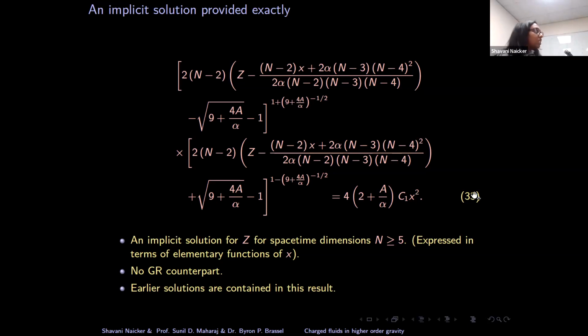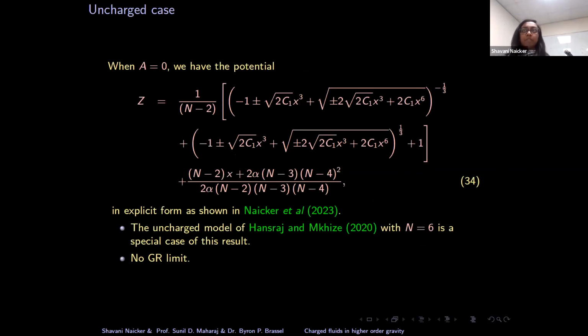Now, earlier solutions are contained in this result. So if we set A to 0, so the charge parameter to 0, so basically switching off the electromagnetic field, we obtain the neutral case or the uncharged case for the gravitational potential Z, and it is given by equation 34. So the gravitational potential Z in this case is given in explicit form, and it reduces to the form in Naicker et al. 2023. So our results regain Naicker et al. 2023 for a neutral case. Furthermore, the uncharged model of Hansraj and Mkhize 2020 is also contained in equation 34 for n equals 6.